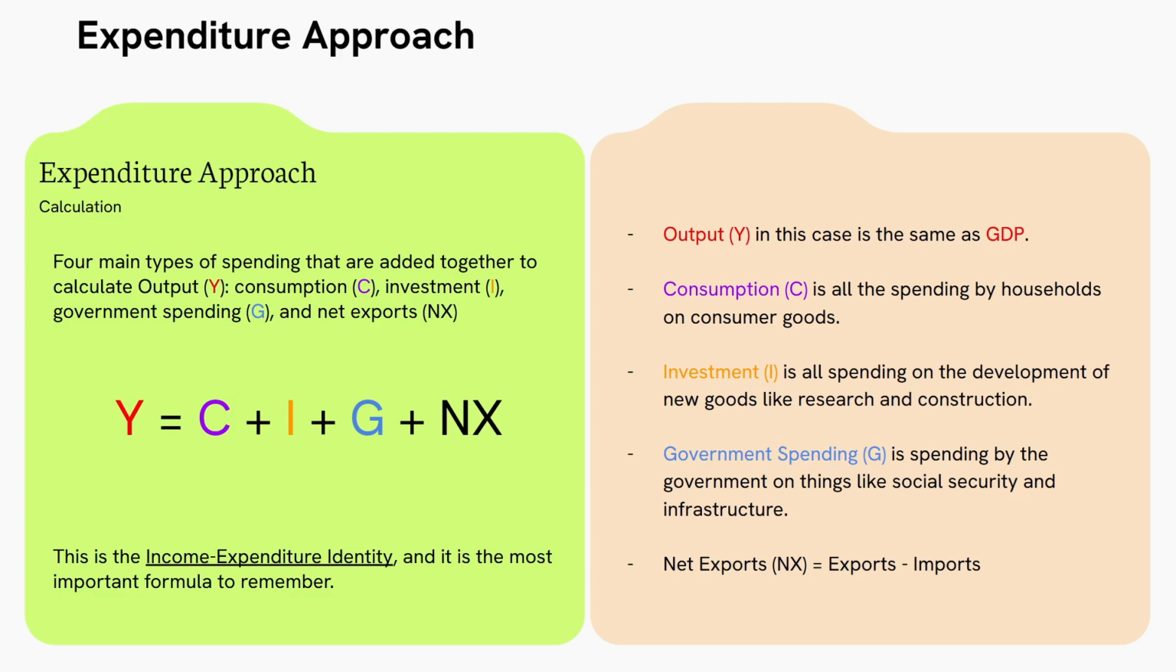And so these are all ways of money moving around the economy and being spent in the economy. So what do each of them mean? Consumption is all spending by people like you and me and households in the economy on consumer goods. Investment is all spending on the development of new goods. So this can be things like research, research to create new products. It can be the construction of new office buildings. It can be many other things like that.